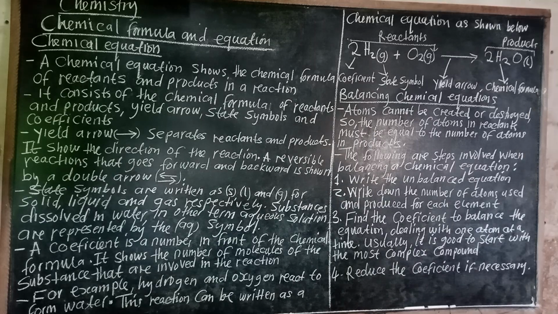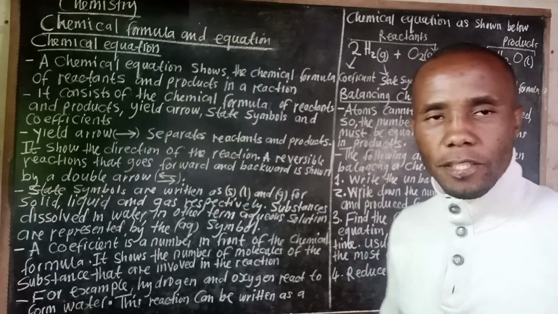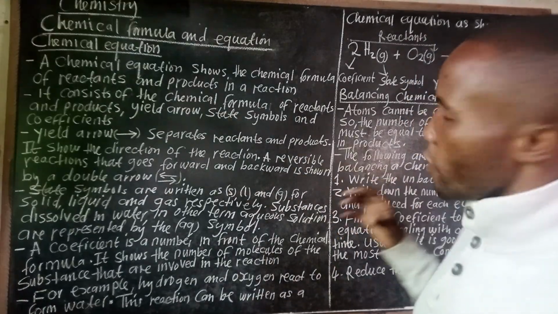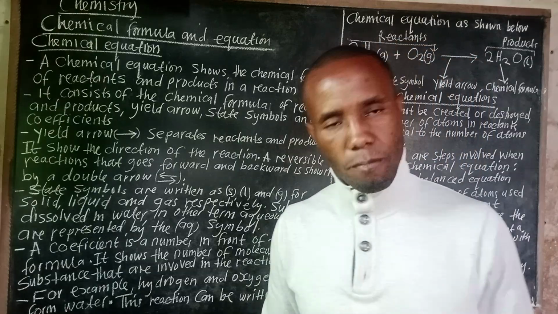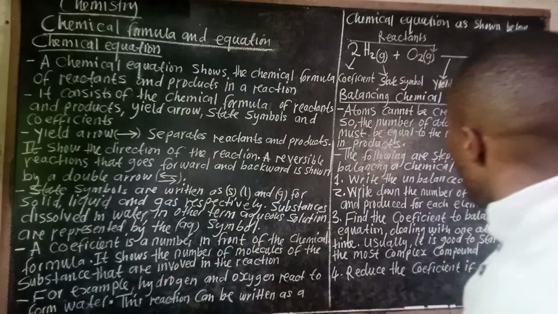Usually, it is good to start with the most complex compound. So, for example, in that chemical equation, if you have the most complex compound, start with it. It's very, very important. It really helps. Okay.